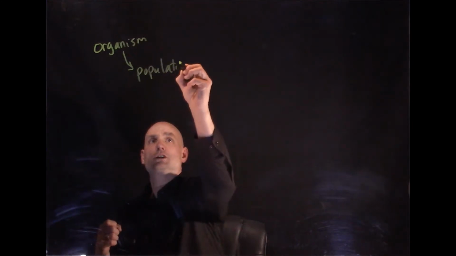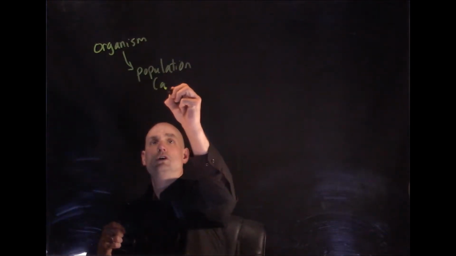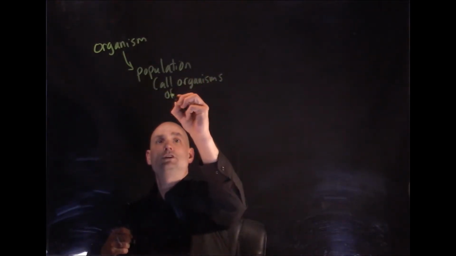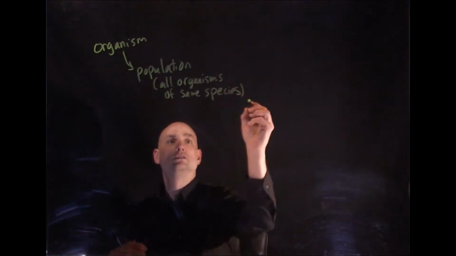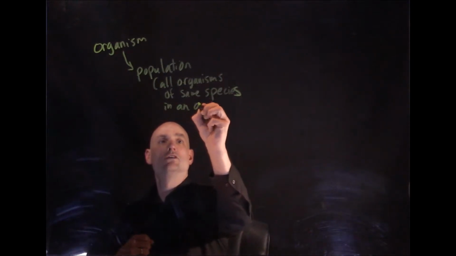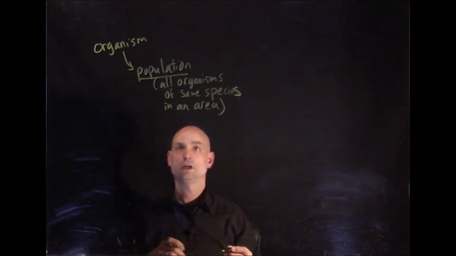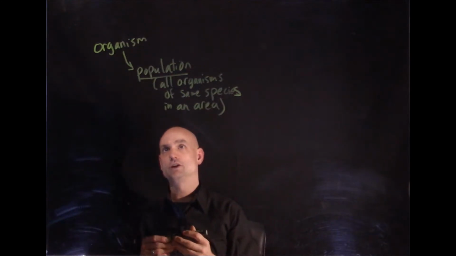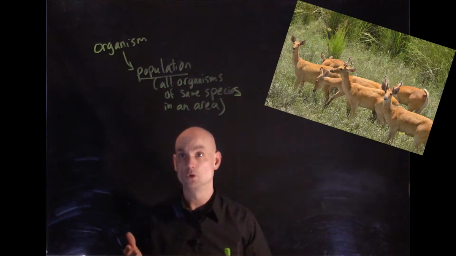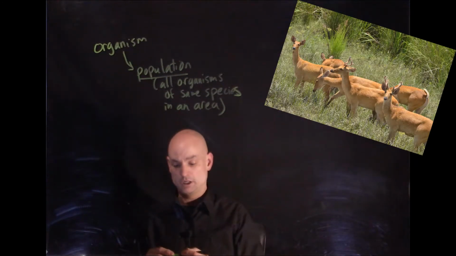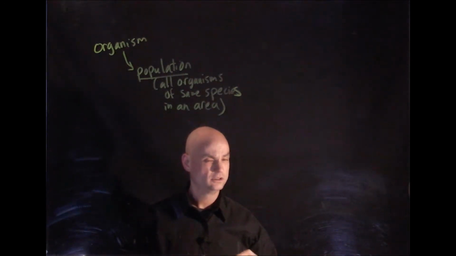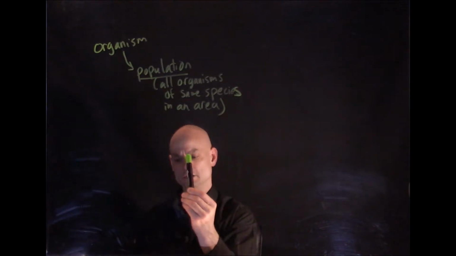So a population refers to all organisms of the same species in an area. Okay, and so we get several organisms in the same species. We could be talking about a population of deer in the forest. We could be talking about the bacteria on this marker. Well, bacteria, when I say one species of bacteria, not all the species.